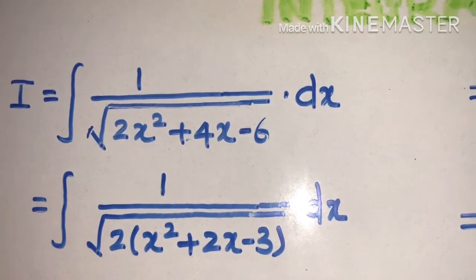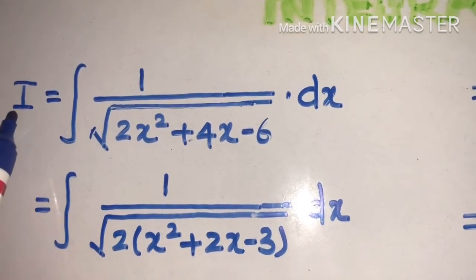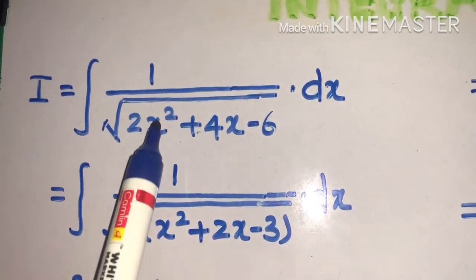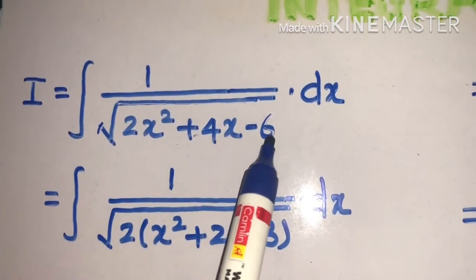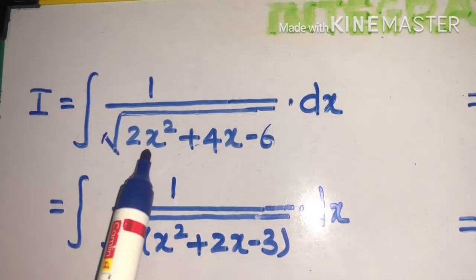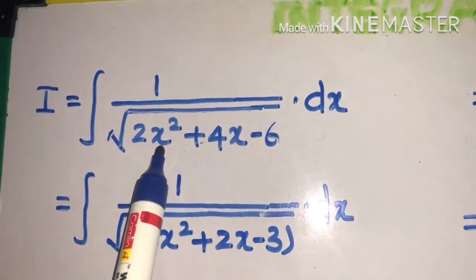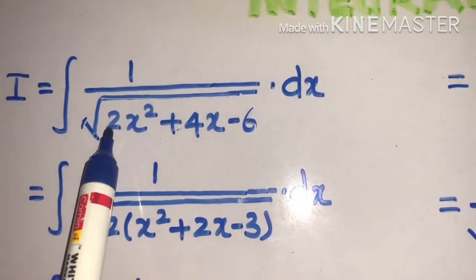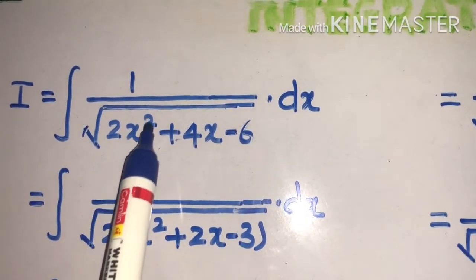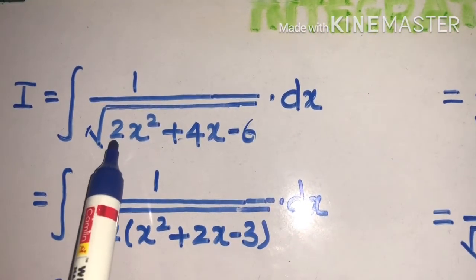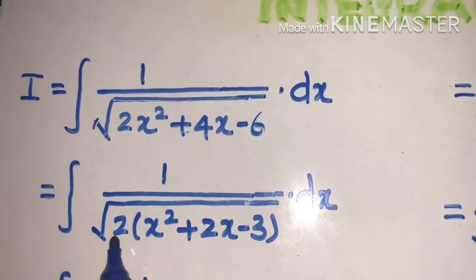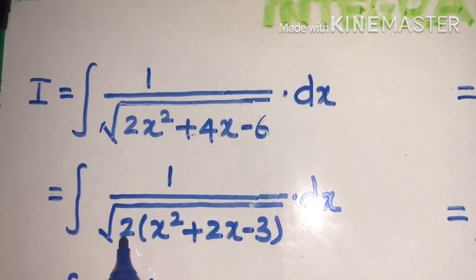So let's take the example, integration 1 upon root 2x square plus 4x minus 6 into dx. As I told you, make sure that coefficient of x square must be 1. So in this case we have coefficient of x square as 2. So of course we have to take this 2 as common. So I have taken 2 as common.